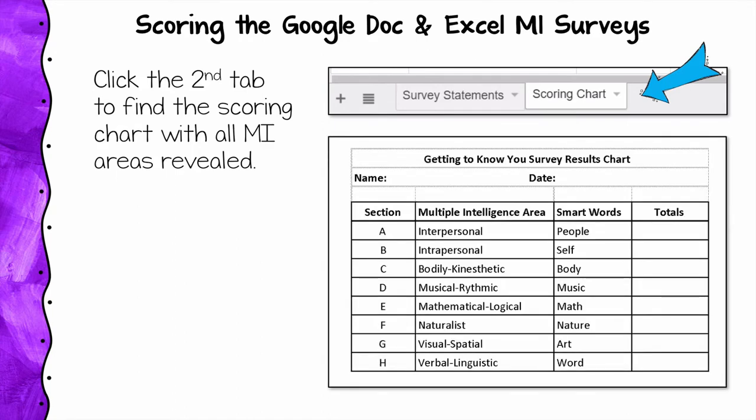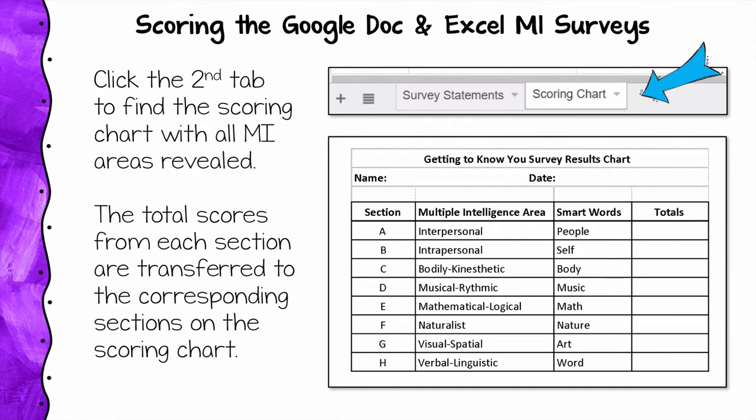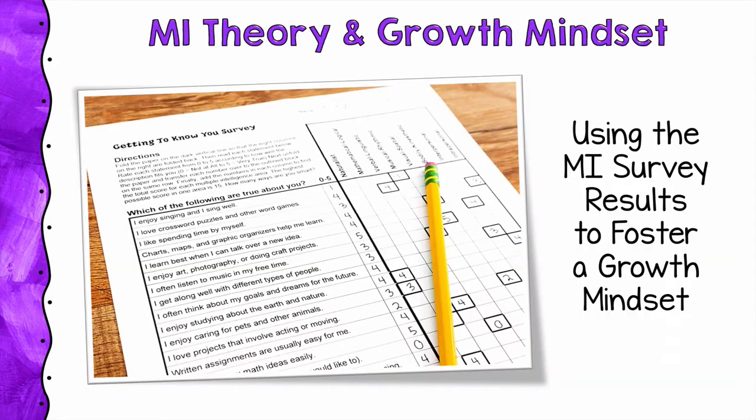The scoring chart has all of the multiple intelligence areas and also the smart words that many educators use right next to it. And then the total scores from each section are transferred to the corresponding sections on the scoring chart. Now that you have these completed, the students have done them, and you've scored them, it's time to kind of figure out what are you going to do with these results.